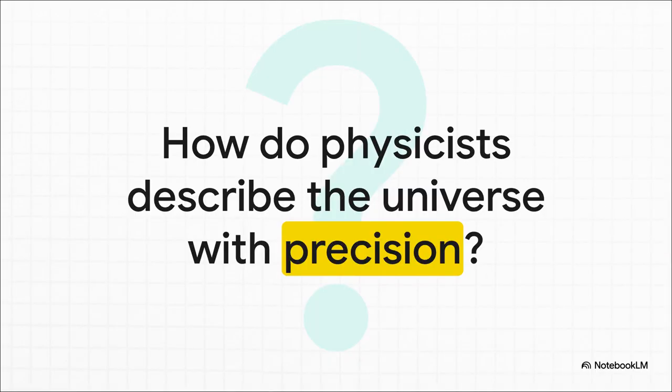So this is really the big question, right? How do physicists describe the universe with precision? See, physics isn't just about looking at things. It's about describing what we see with incredible accuracy. You should think of it like a language. In this first unit, this is where we learn its most basic grammar and vocabulary.